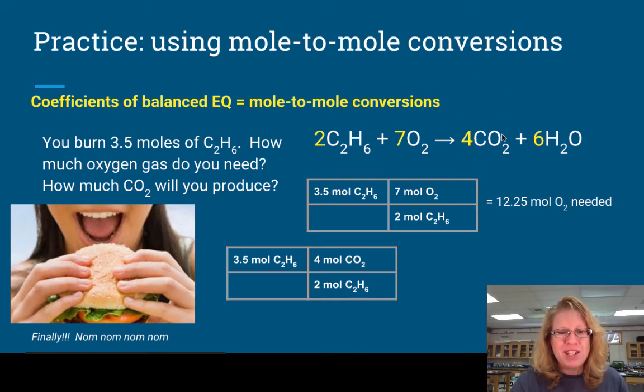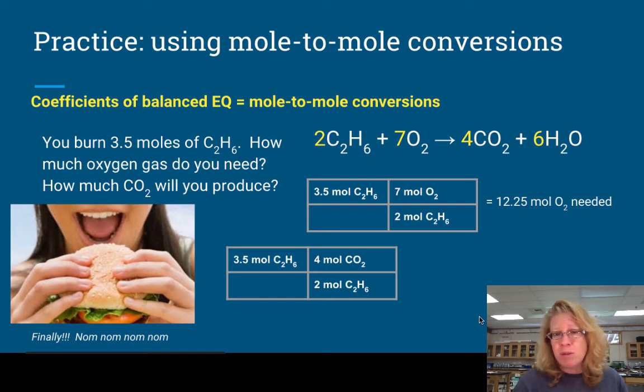3.5 moles of C2H6. Again, I'm starting with what I was given in the problem, crossing it down in the next step, and then on the top, I'm going to convert it to what I want. I had C2H6. I want to know how much CO2, because that's the problem that was asked. How much CO2 will you produce? And then these numbers in front come from my balanced equation. 2 moles of C2H6 is going to produce 4 moles of CO2.